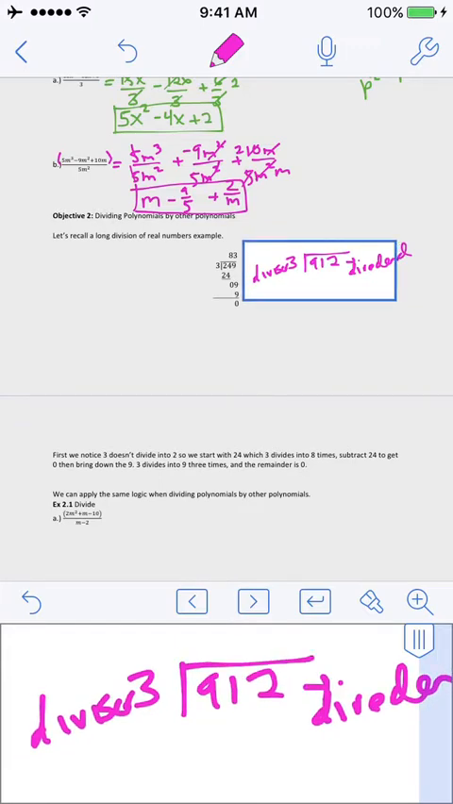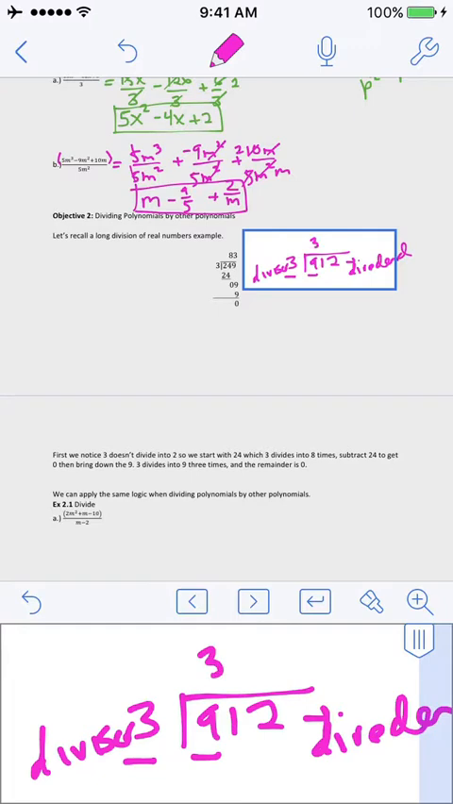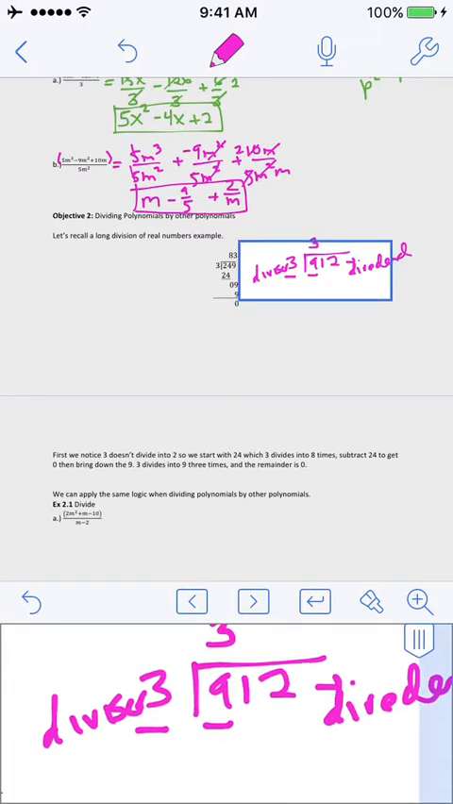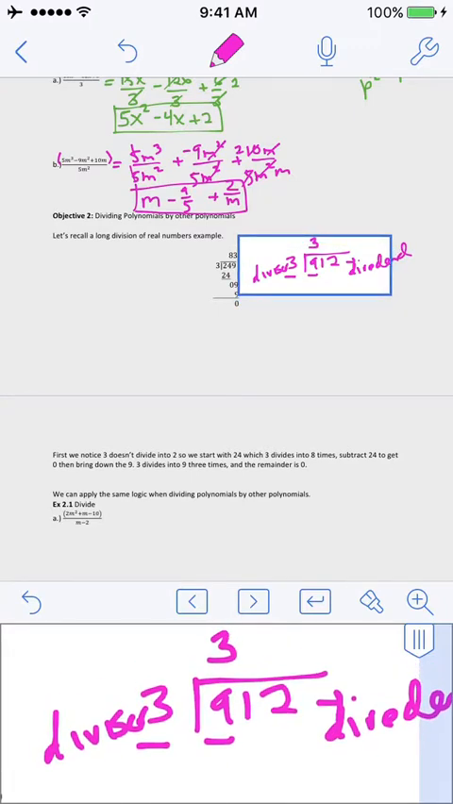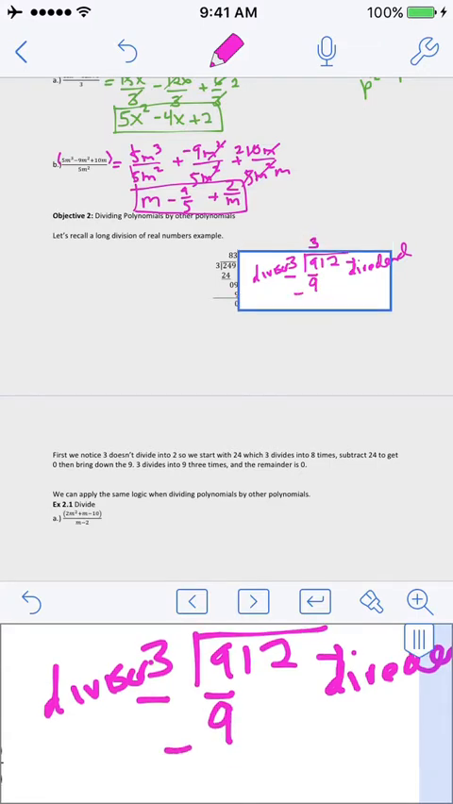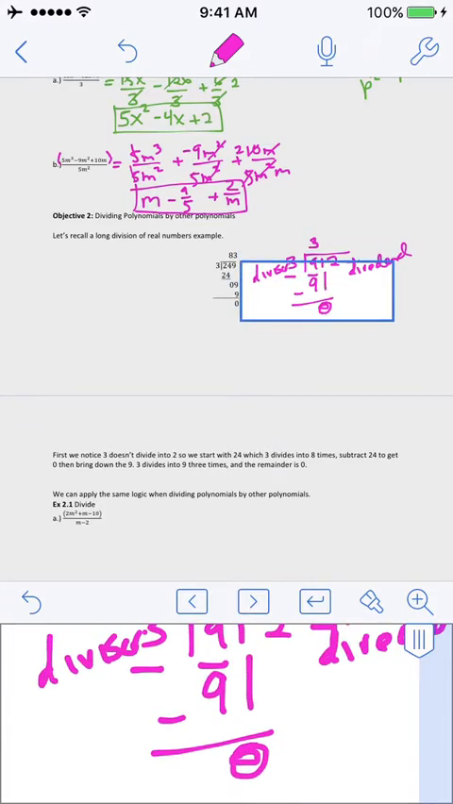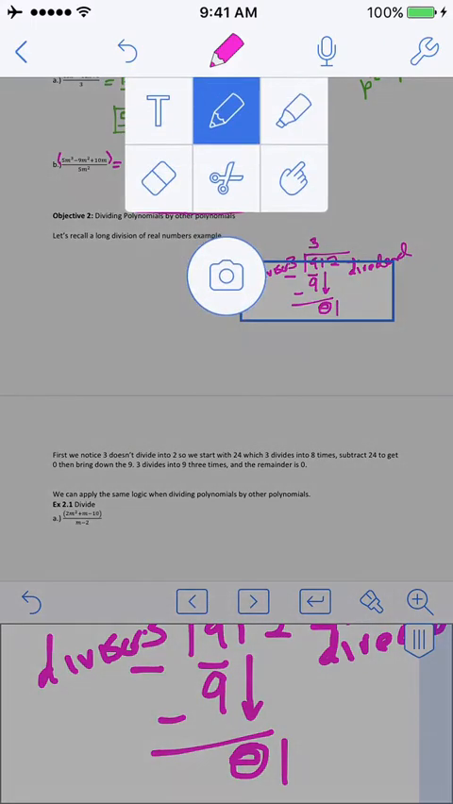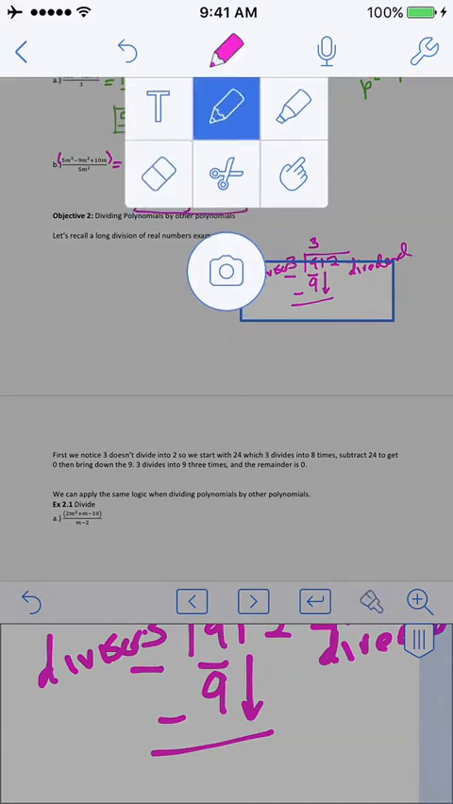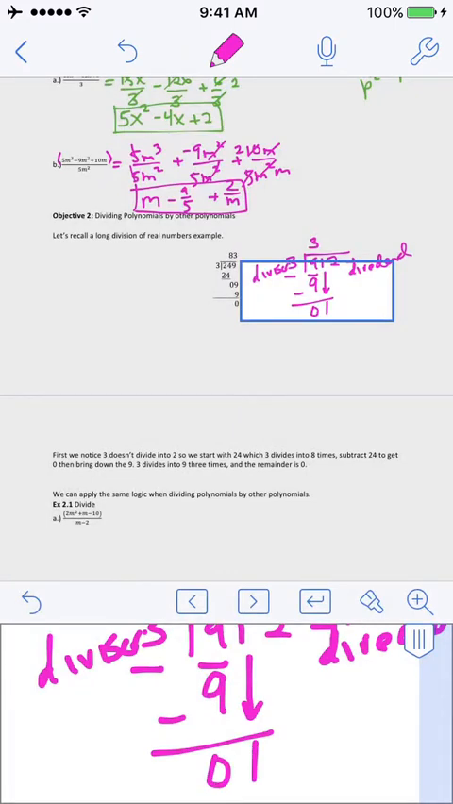So how many times does 3 go into 9? Well, 3 goes into 9 3 times, right? It goes in 3 times, and I'll write that right above the 9. I'm going to multiply 3 times 3 to get 9, and I'll subtract. I get 0, right? I get 0 there. Now I'll bring down the 1 and write it next to the 0. Let's line this up a little better. So I'll get 0, and I bring down the 1.